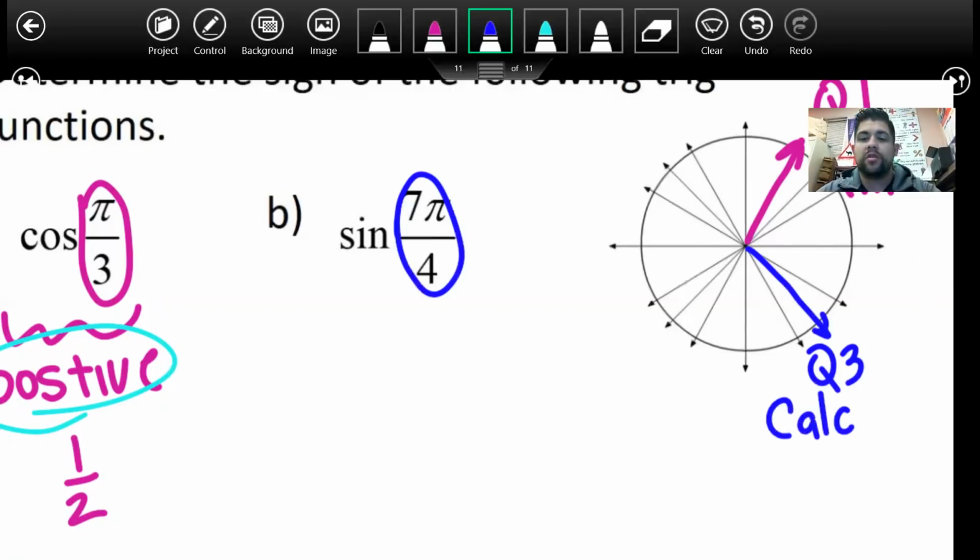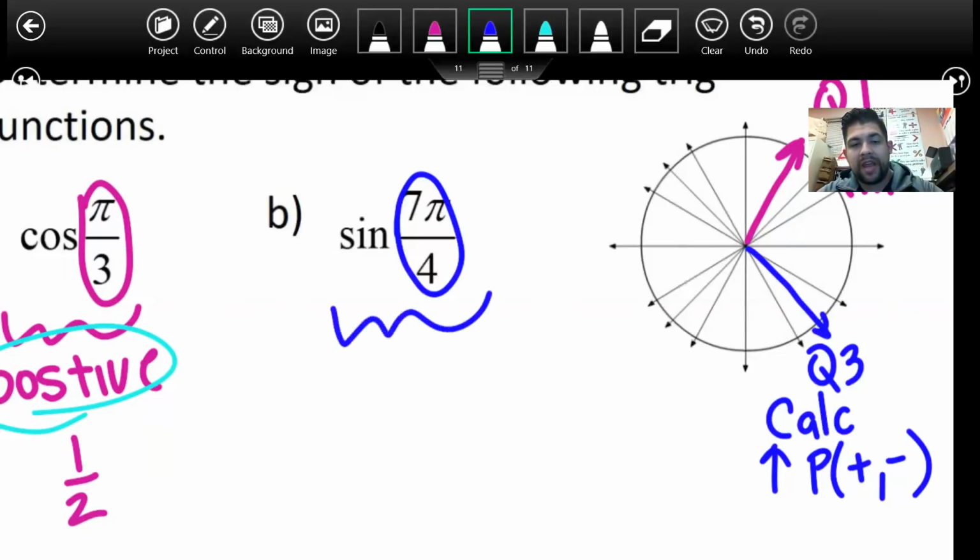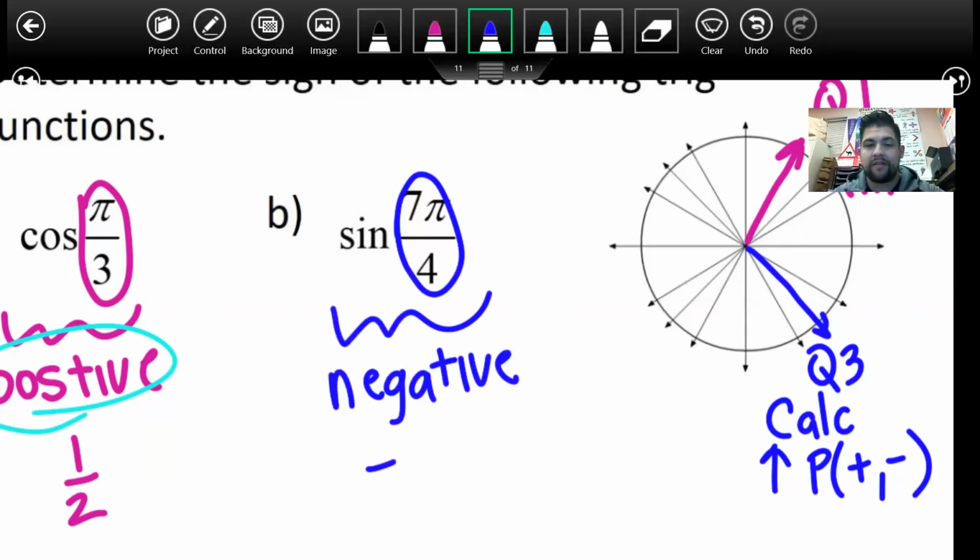The only thing that I know to be positive in here is going to be my cosine. So that means sine must be negative. This is positive, this is negative. So looking at the associated value, I know sine will be negative. Specifically, it will be negative root 2 over 2. If you look at the point that we're given here, the sine of 7 pi over 4 is negative root 2 over 2.